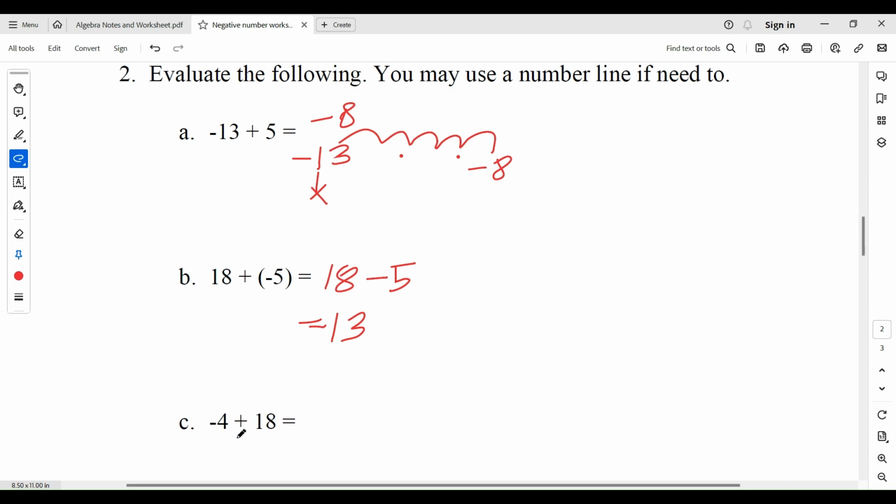Okay, next one, minus 4 plus 18. This one you can also adjust. You can shift it left and right. It will give you the same answer. It's the same as 18 minus 4. Then it will become a lot easier, right? It becomes 14. Again, try with the number line for yourself.